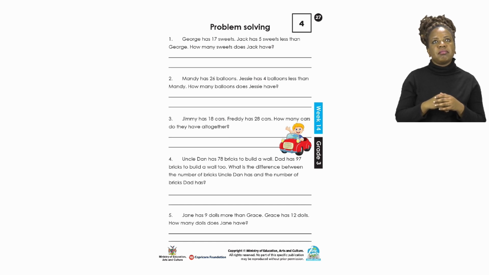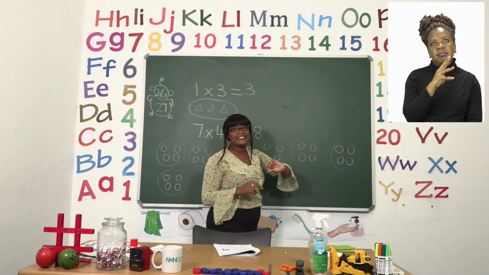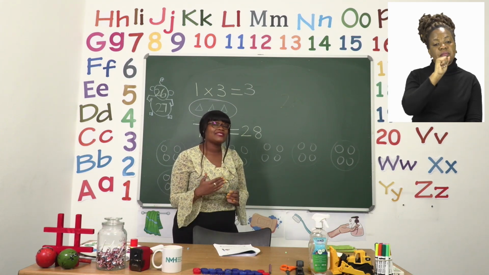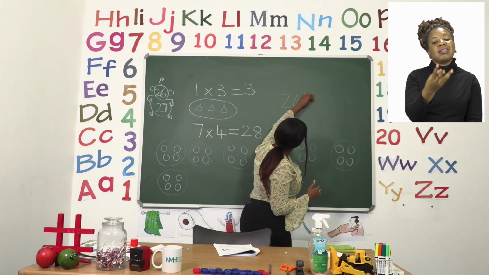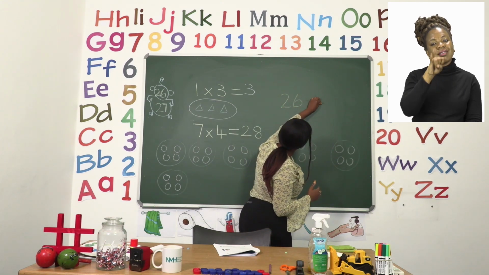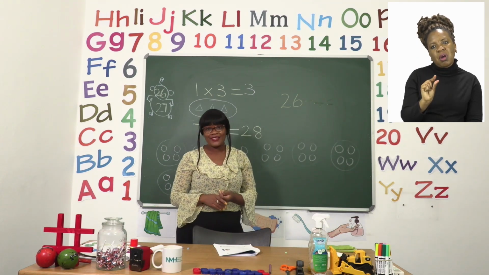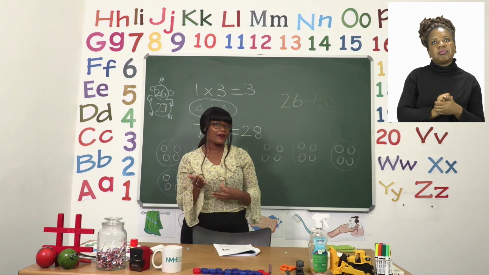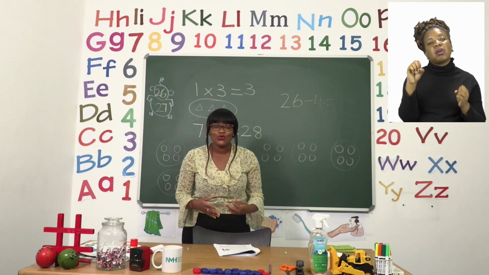The first thing we're going to do is write our number 26. This is the number of balloons that Mandy has, and we said we're going to subtract. So we're going to say 26 minus 4. That is how we're going to find our answer. Now you can use counters, you can use your fingers, or you can count back 4 times. But to be sure, make sure you have something to count.